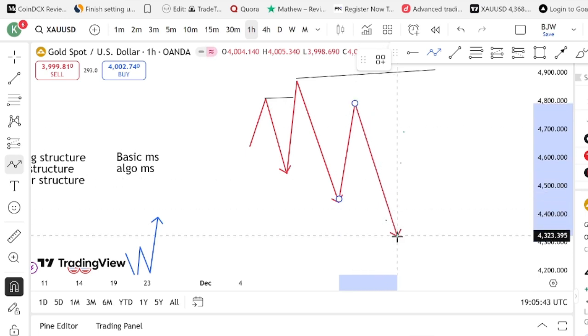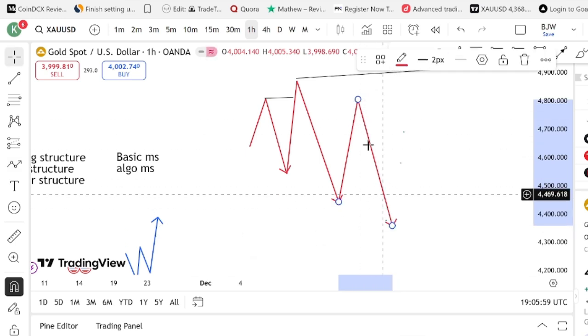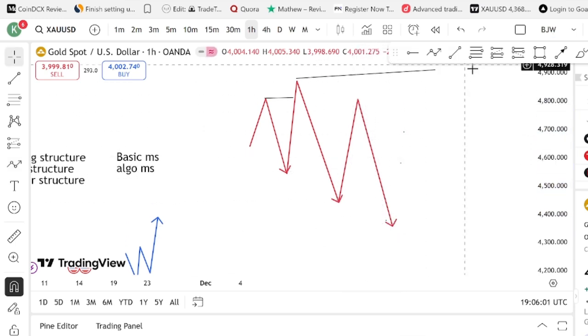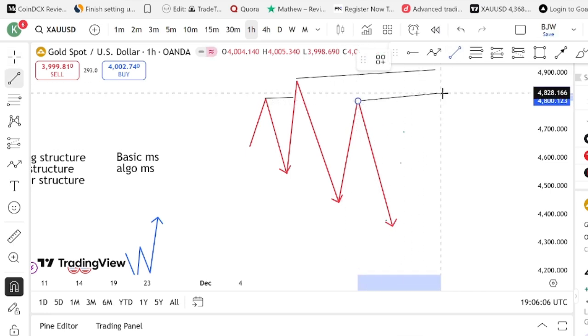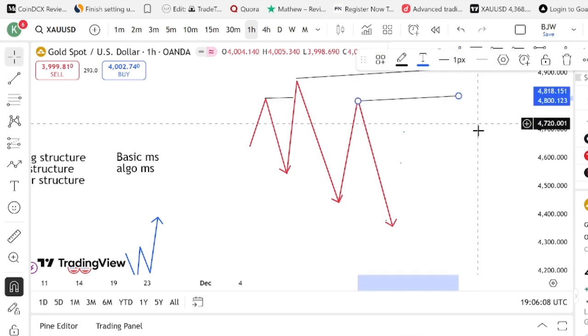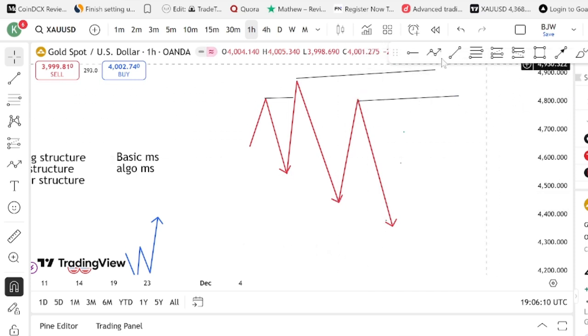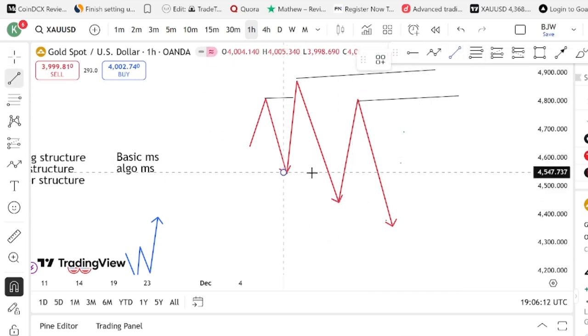It comes and breaks this structure. And now you've seen that this tends to be your what? Your second break of structure, which is your A, B, right? And then C, right? And then you can just mark it out. Easy peasy.